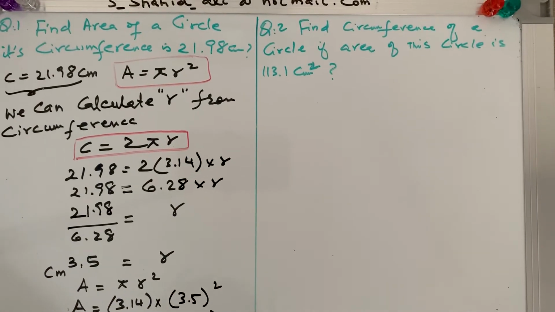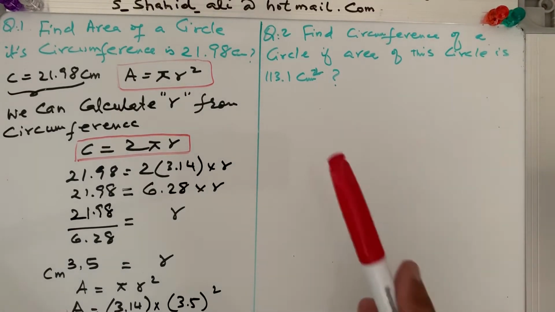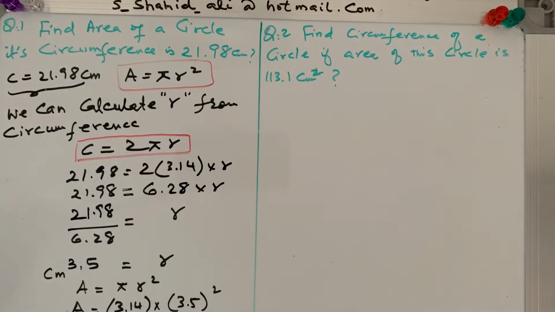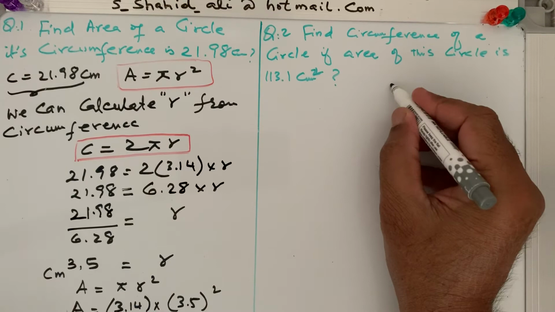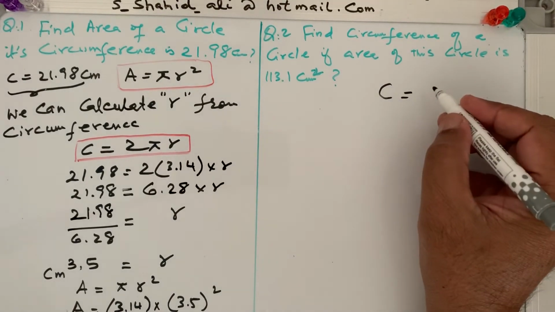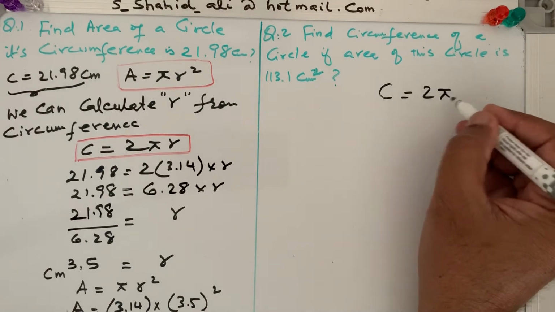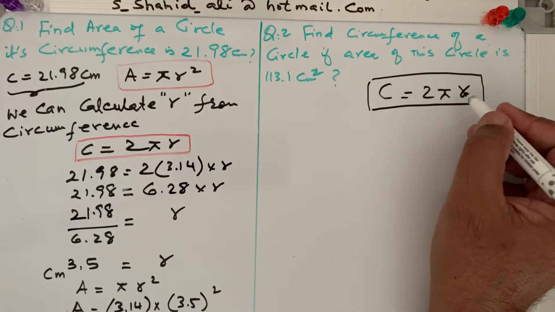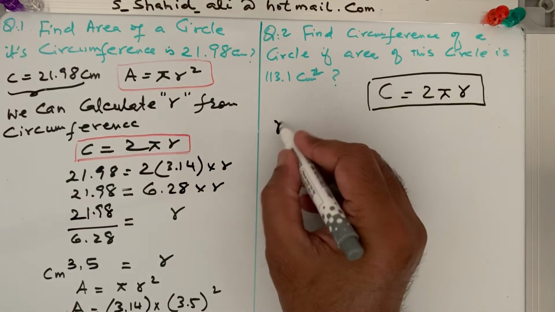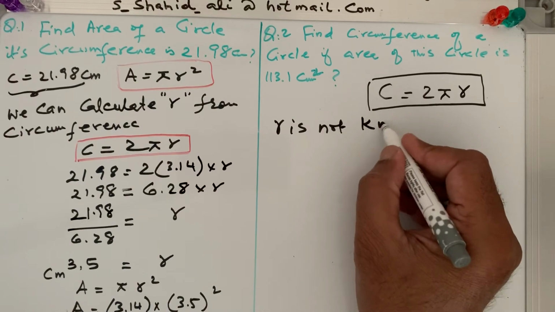Now we solve the second question. Find the circumference of a circle if the area of this circle is given. This time area is given, right? And you have to find out the circumference. You can find the circumference by the formula 2 pi r. But again, r is not known. From where will you get r? r is not known, but you can find out r.